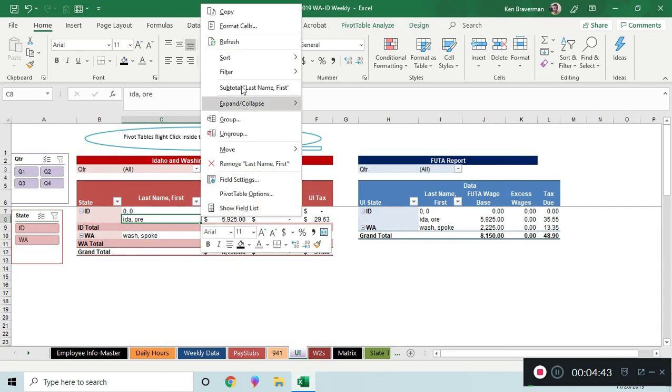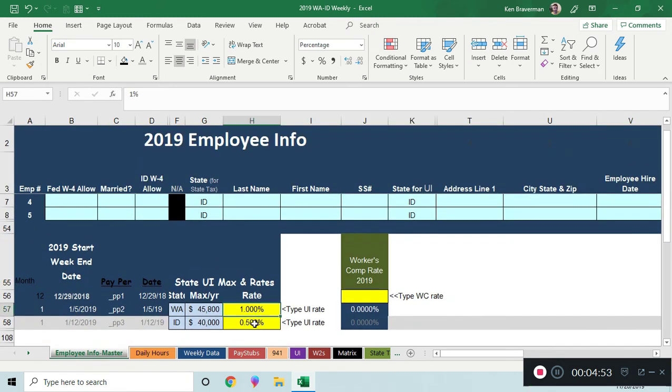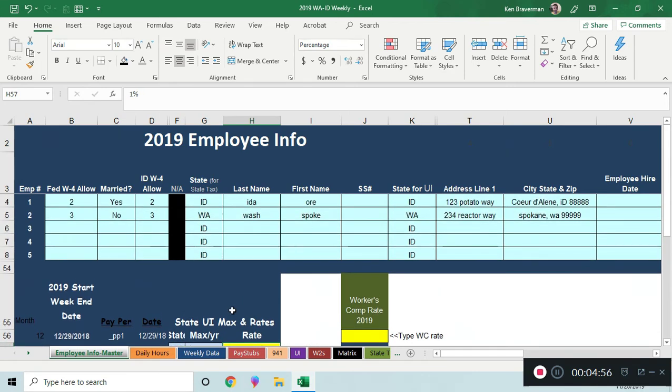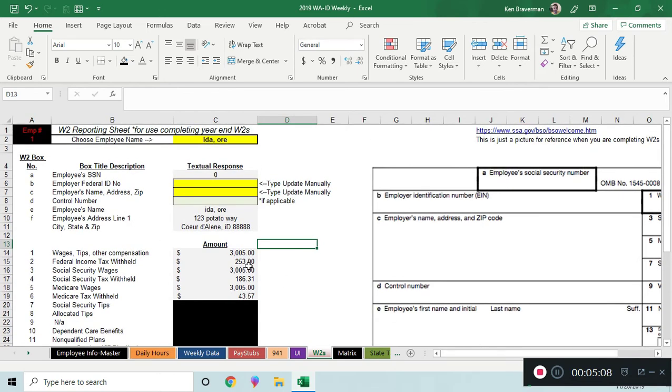You have unemployment reports. These are pivot tables that you need to refresh, but if you just right click and refresh them, they're going to change and they're going to show you what unemployment tax you would have to pay based on the unemployment tax rates here from this sheet, the employee info master sheet. And you have a W-2 set up. You can change the name here, and you're going to see different information about W-2s for filling out and filing those online at the end of the year.